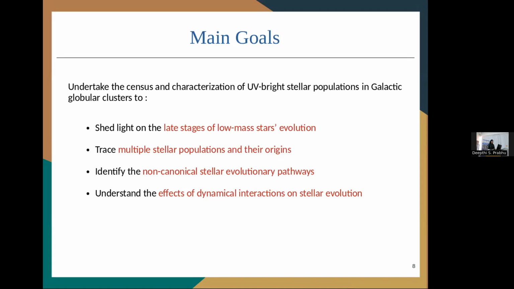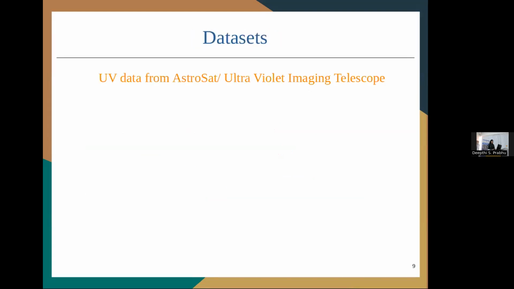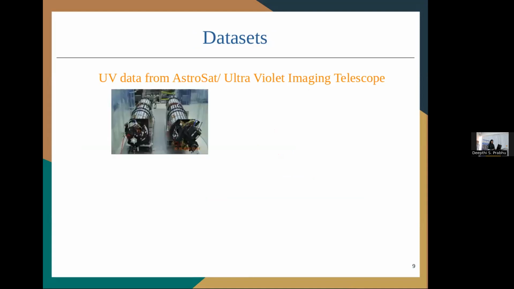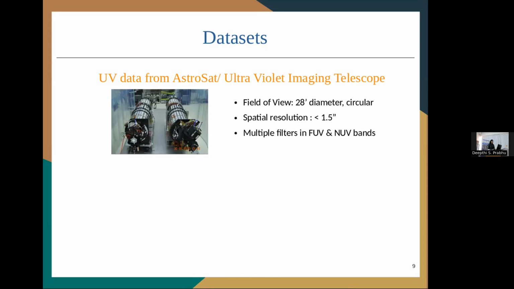And I mainly talk about results from the study of two globular clusters, which are both massive. So the telescope that we have used includes UV data from the Ultraviolet Imaging Telescope onboard India's first multiwavelength space observatory, AstroSat. So this is an image of the UVIT telescope, which has a field of view of 28 arcminutes diameter. Spatial resolution of less than 1.5 arcseconds in both FUV and NUV. So this telescope also has multiple filters in the FUV and NUV.